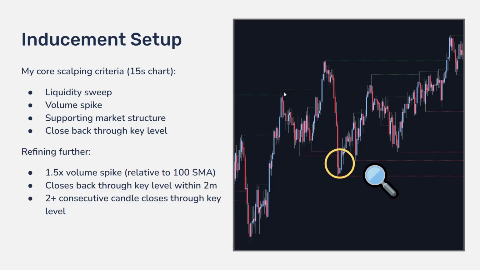And in my own experience of backtesting this, some things that I've used to help refine which setups I take is that I look for a volume spike where the volume is 1.5 times greater than the average, which I just use a 100 SMA. And once price takes out that level of interest that I'm watching, I want it to close back through it within 2 minutes. And in that sequence, I want to see 2+ consecutive candle closes through the key level. And largely that's just because I'm on such a low time frame chart that I just want to see some continued aggression versus just one candle close back in that direction.